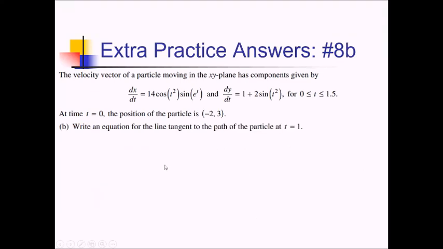For this problem, we want to write an equation for the line tangent to the path of our particle at time 1. So to get a tangent line, we need 3 parts. We need the x value, the y value, and the slope. Let's get the x and the y first.